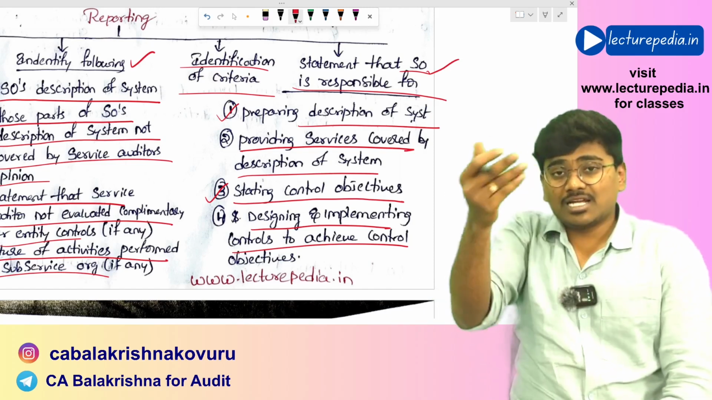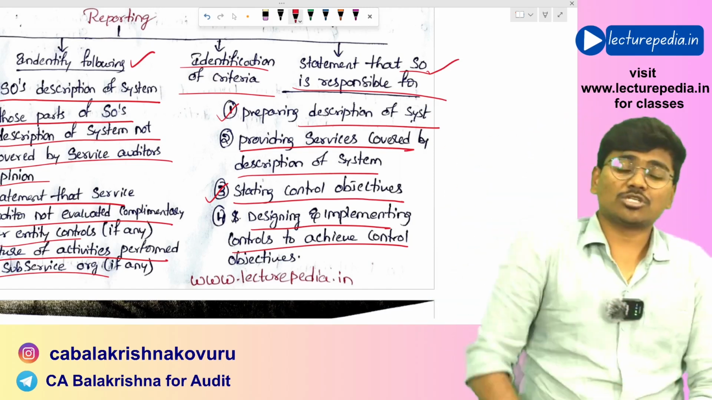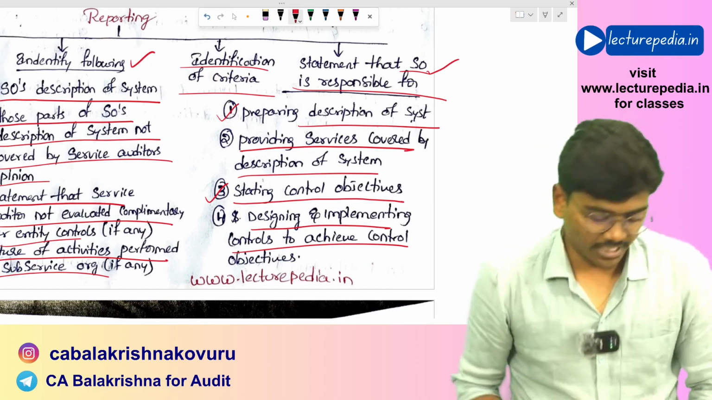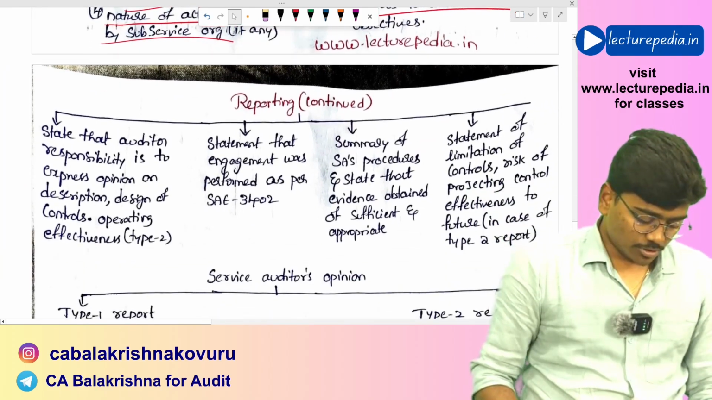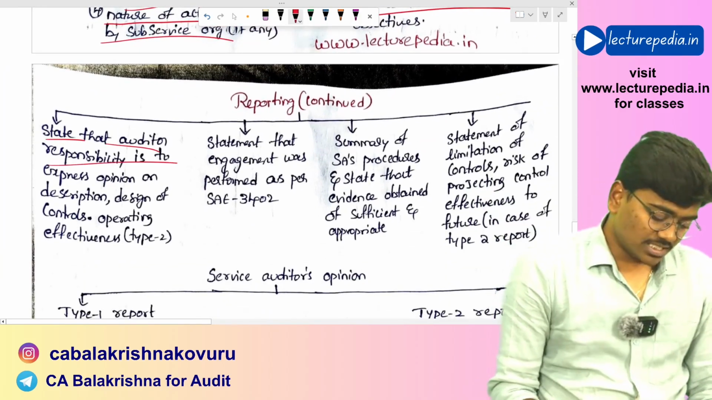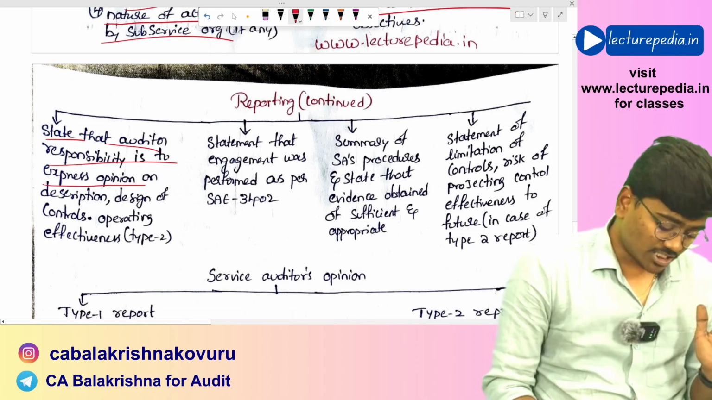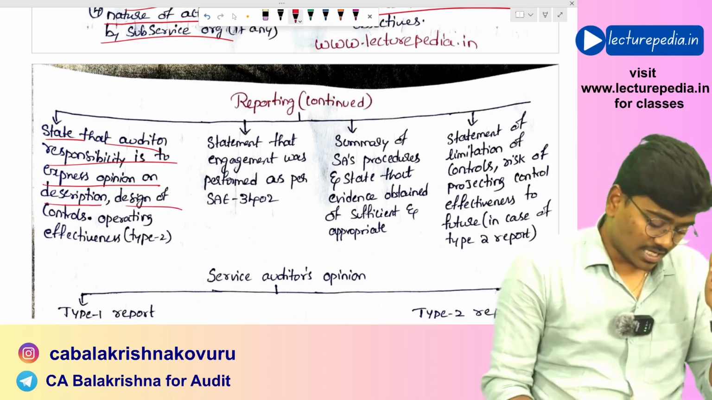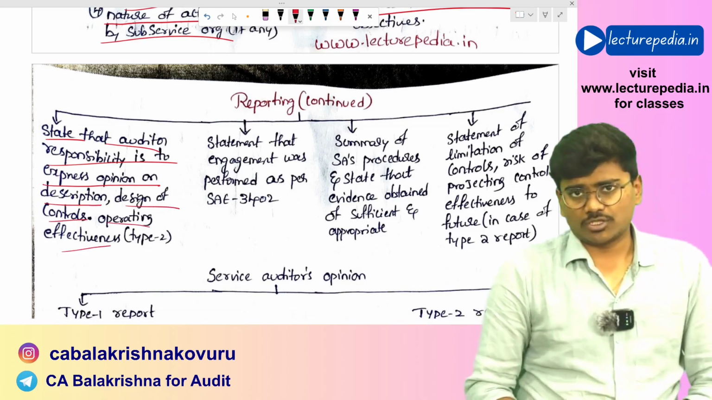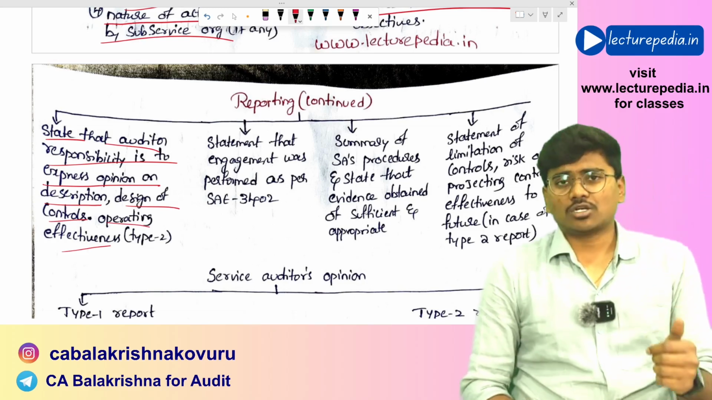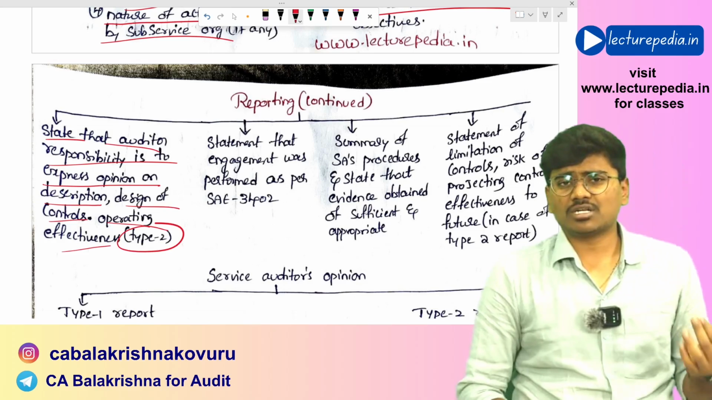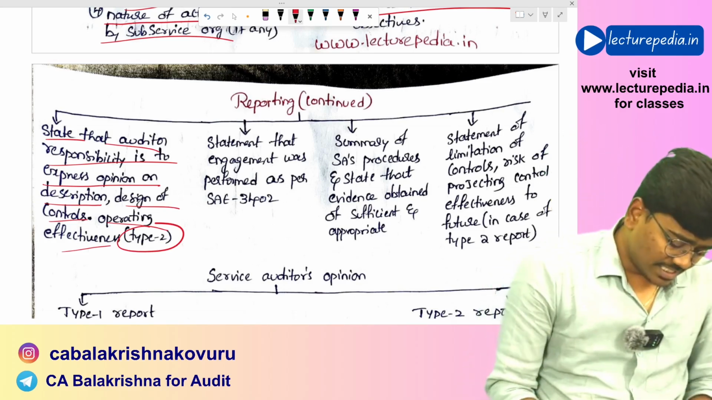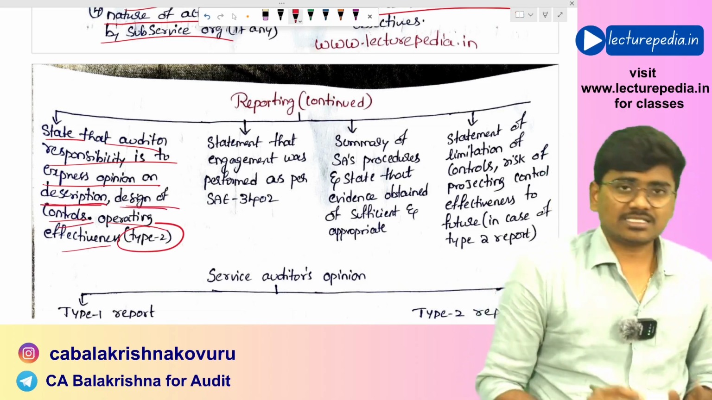Even this designing and implementation of controls is also the responsibility of the service organization only. Next comes the responsibility of the auditor. What will be the responsibility of the auditor? State that the auditor's responsibility is to express an opinion on the description of the system, the design of controls, and operating effectiveness. Operating effectiveness of controls will be dealt with only in the type 2 report. If you are giving a type 1 report, then deal only with the description of system and design of controls.